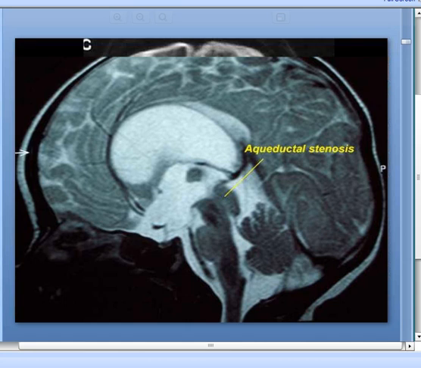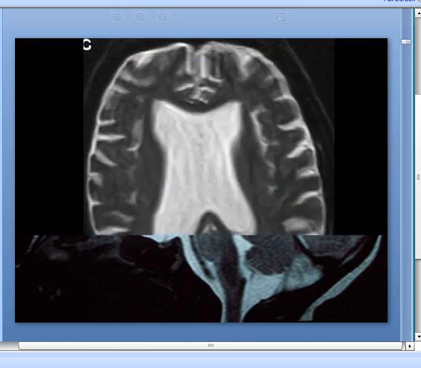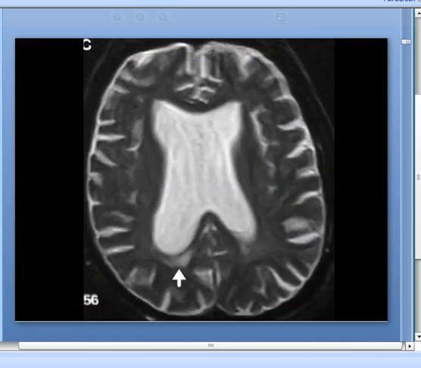Here's another example of a hydrocephalus on an MRI. And let's see, I said CT, but that's wrong. I should have picked that up. This is definitely an MRI scan because you can see water as being very bright.